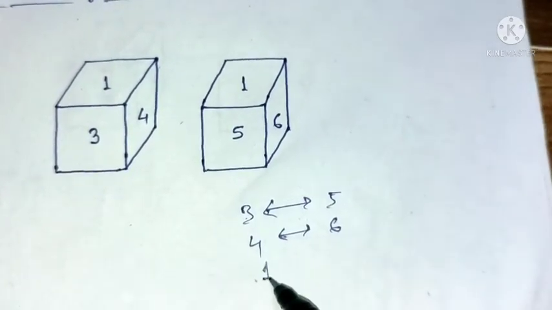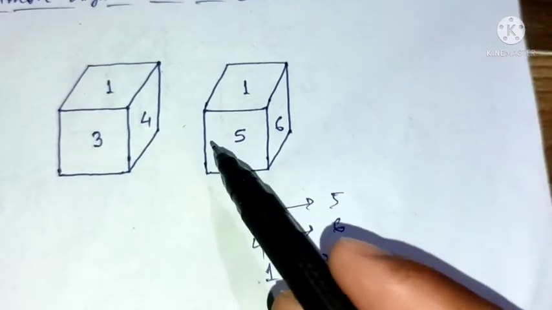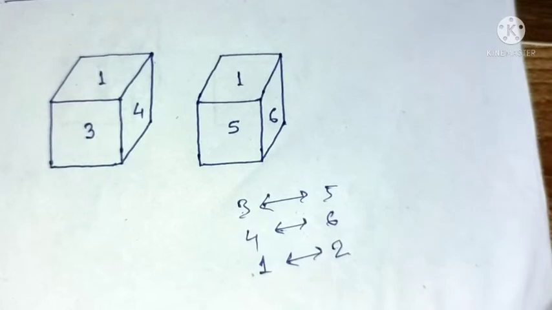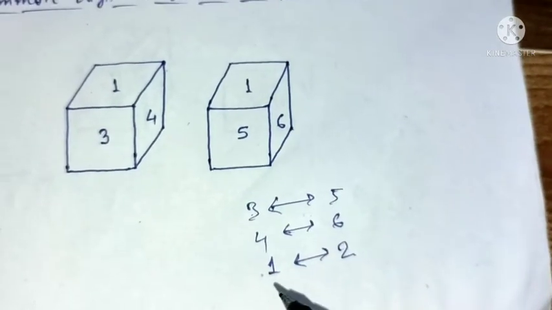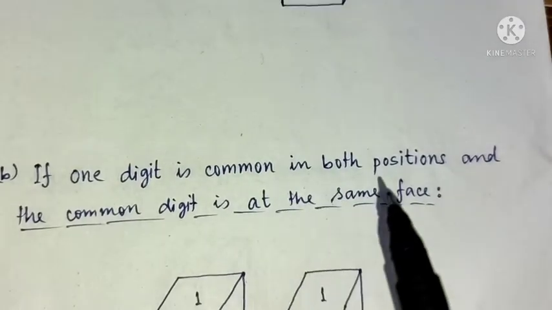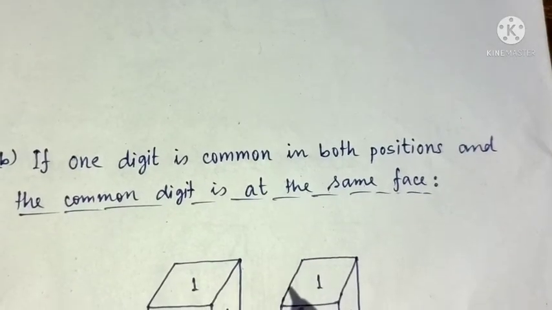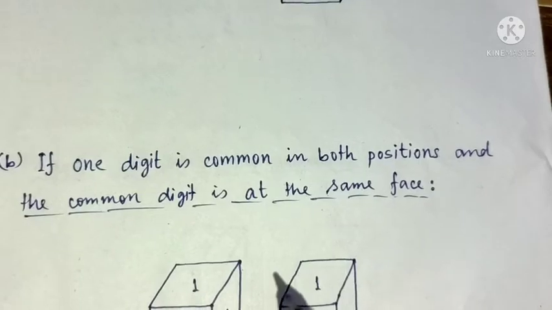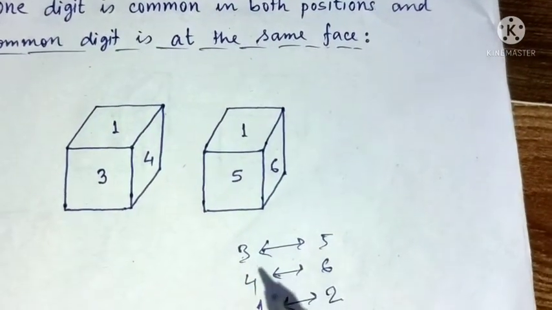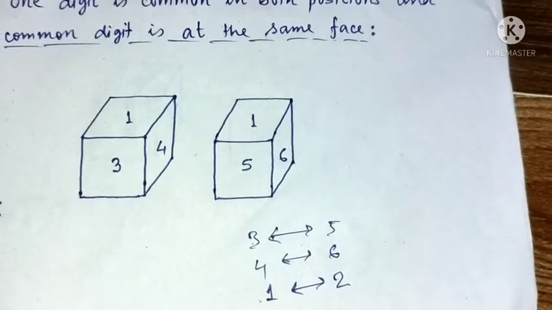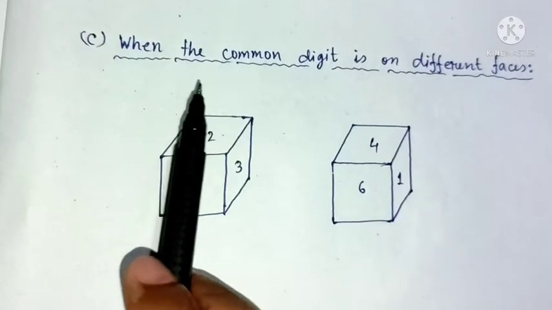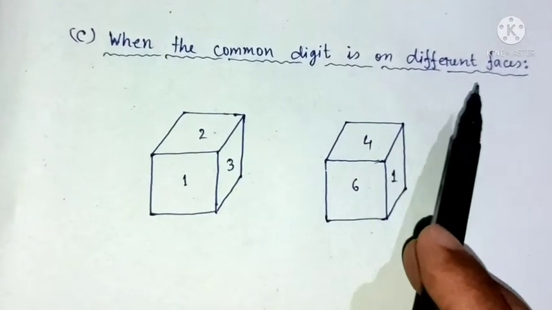Now which is left? 1 is left. So what is the opposite of 1? Which digit is omitted here? 2, and so the opposite of 1 is 2, and 2's opposite is also 1. So in case one digit is common and it is in the same place or same face, then we can easily find the opposite digits or opposite faces in this way.